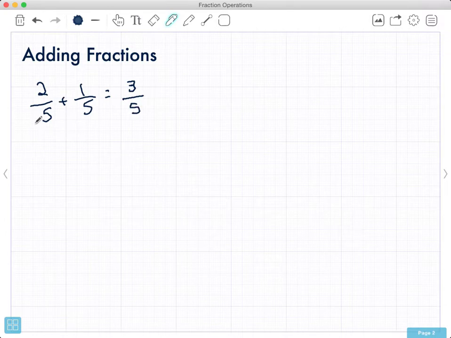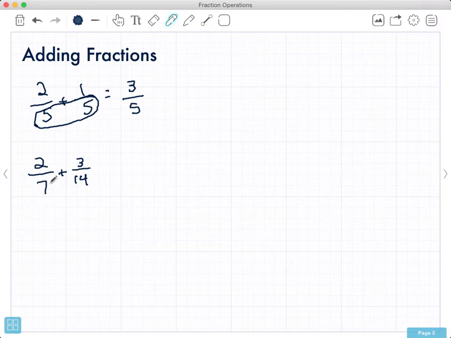As long as your denominators are the same, you add fractions by adding the numerators and leaving the denominator the same. The problem arises when you're adding two fractions where your denominators are not the same. For example, 2/7 plus 3/14. In this instance, you need what they call a common denominator. You need to change one or both of the denominators so that they are the same number.